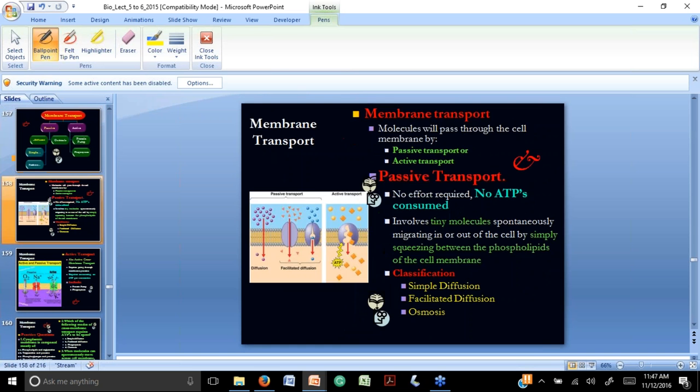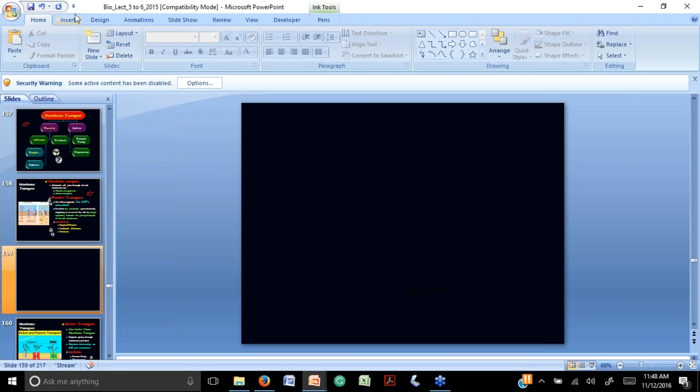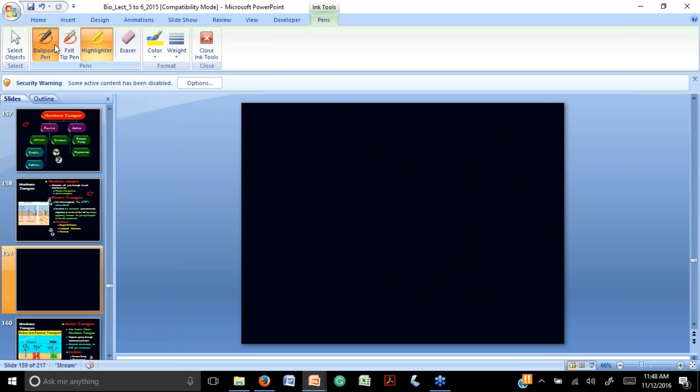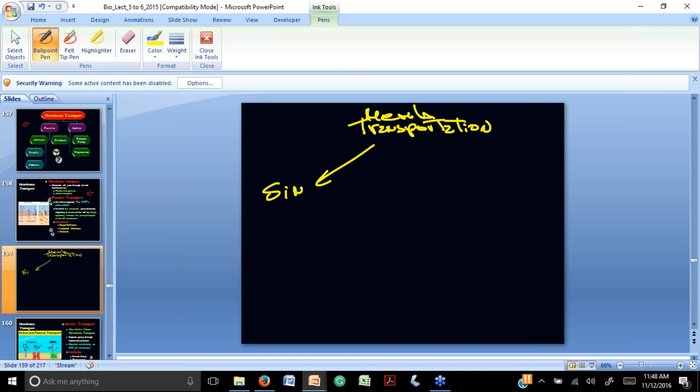All right, so membrane transport. So let's make it simple here and straight. So here we have the simple diffusion. Okay, so let's make it very, very simple. We have membrane transportation. We have, for one side, the passive, and the other one is the active. The passive, we have simple diffusion.